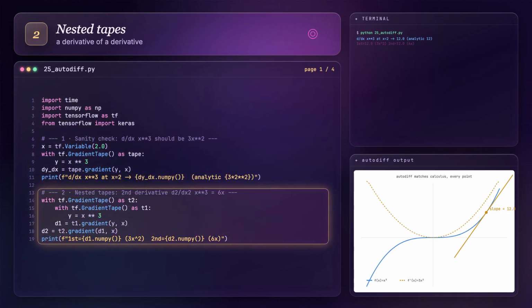Now curvature. Two nested tapes. The outer one watches while the inner one computes the first derivative dy/dx. Then the outer tape differentiates that to get d2y/dx2. For x cubed, the first derivative is 3x squared and the second is 6x. So at x equals 2, we expect 12 and 12. Both print exactly. Nested tapes, second derivative, done.